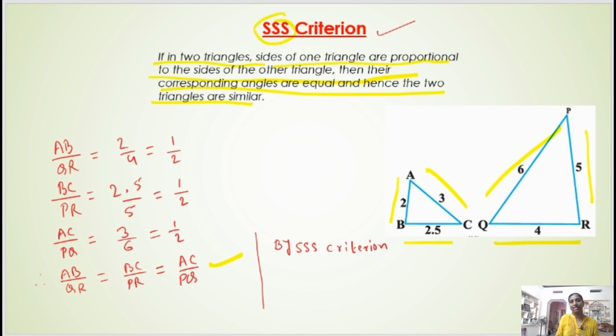By SSS criterion, first I will write this triangle in any order. I choose ABC. Then ABC will be similar to which triangle? Order is very very important here. So 2 to 2.5, it means 4 to 5. It means QRP. So here triangle ABC is similar to triangle QRP. I hope you have understood it very well. SSS criterion. Now let's move to the next slide.